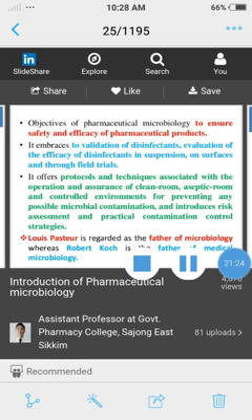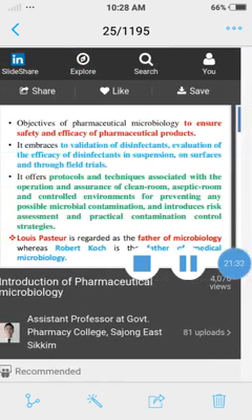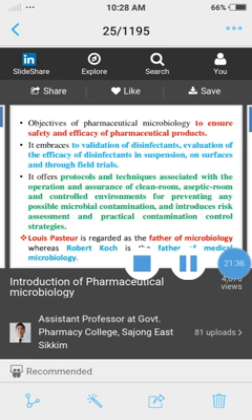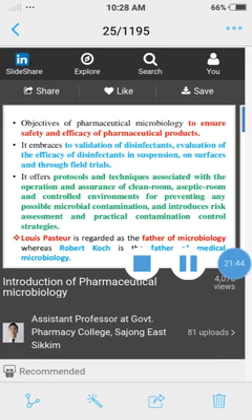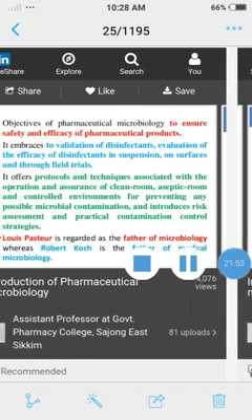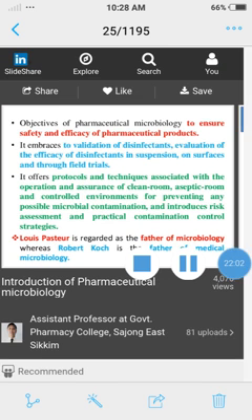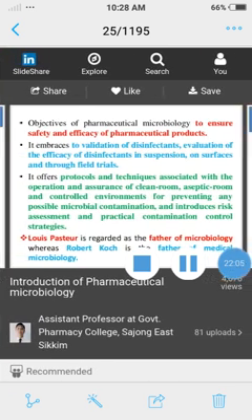Louis Pasteur is regarded as the father of microbiology, whereas Robert Koch is the father of medical microbiology. There are two different scientists and two different terminologies: the father of microbiology is Louis Pasteur, and the father of medical microbiology is Robert Koch.